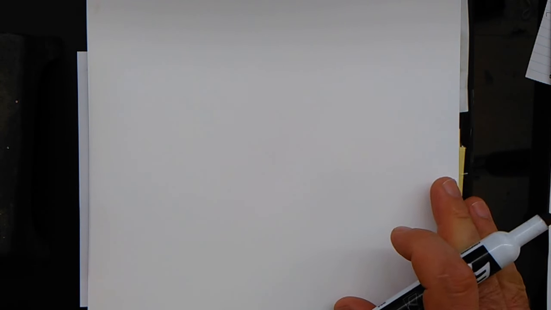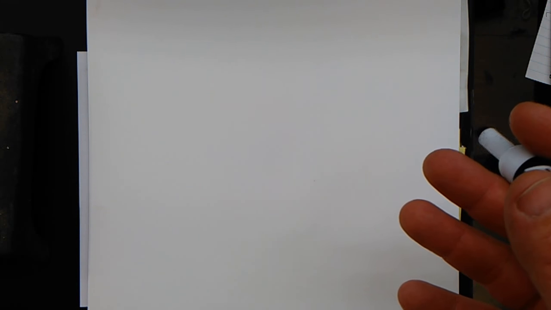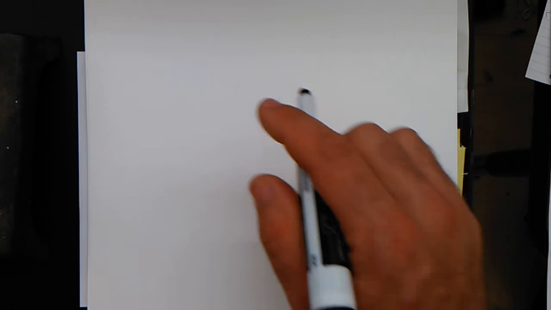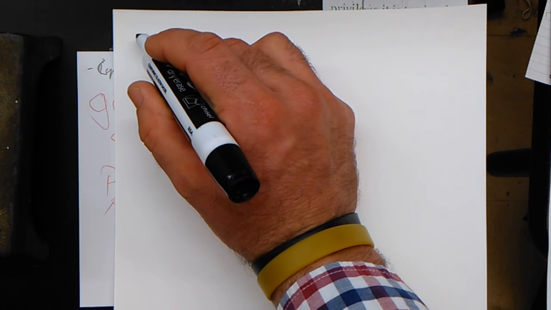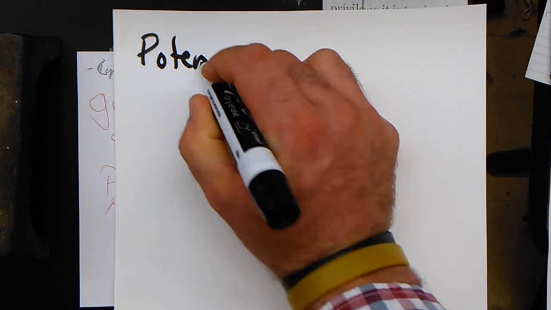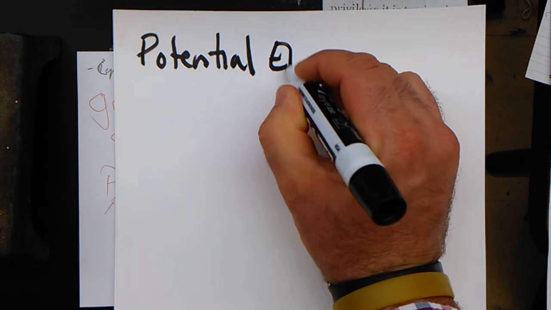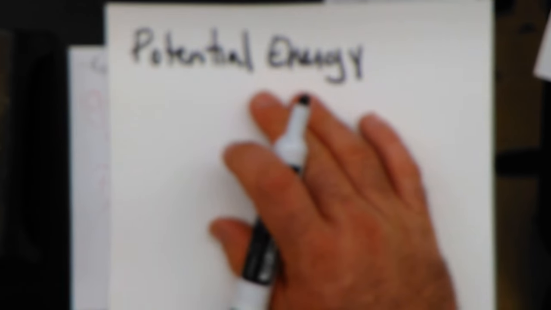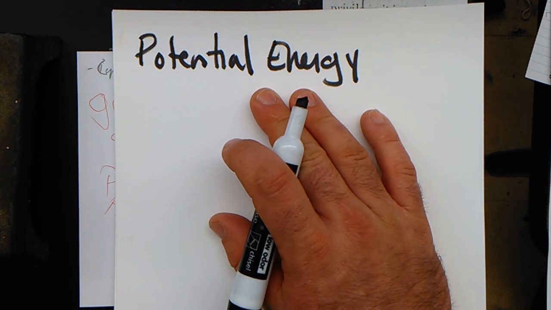So this first video will be pretty short. I'm going to take a few minutes just to explain what potential energy is in terms of conceptual language, and also basically the formula to go along with it. Okay, so potential energy is basically defined as the ability to do work. It's the potential ability to do work. It hasn't necessarily done it yet.